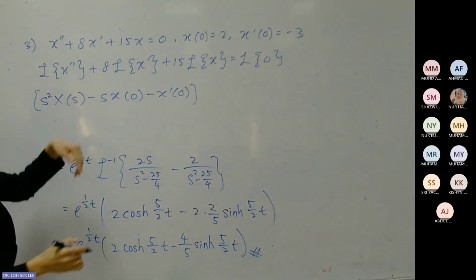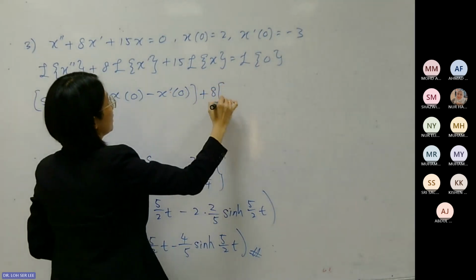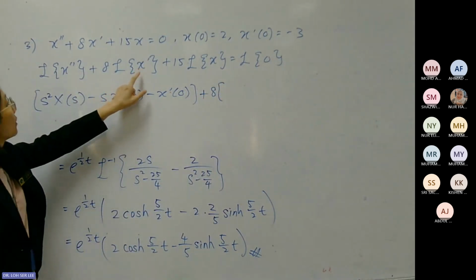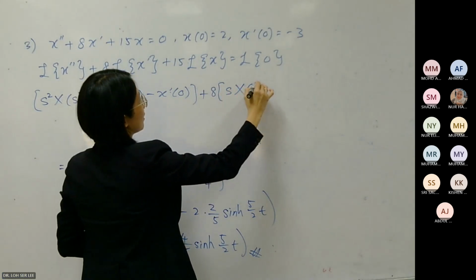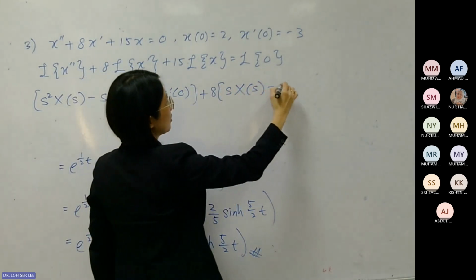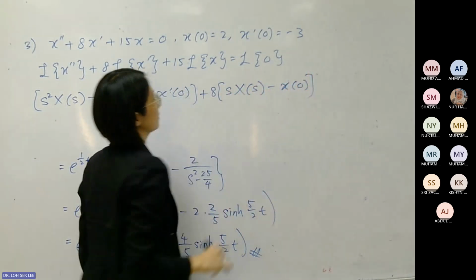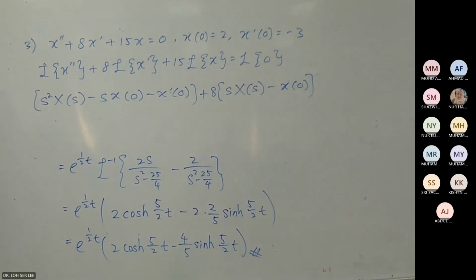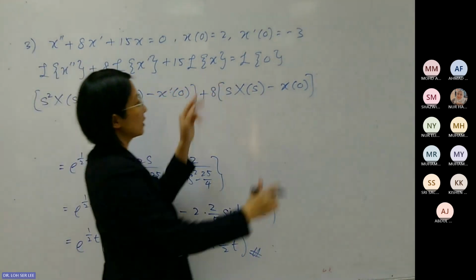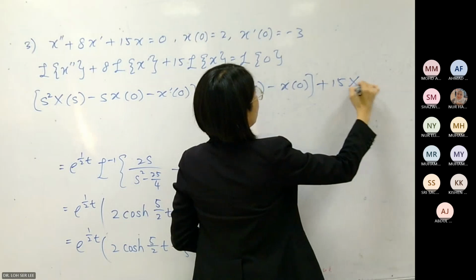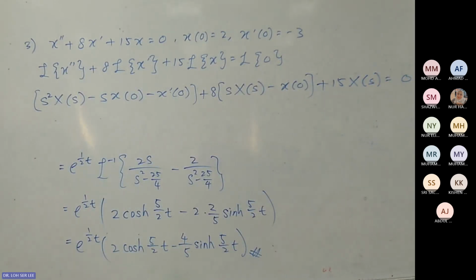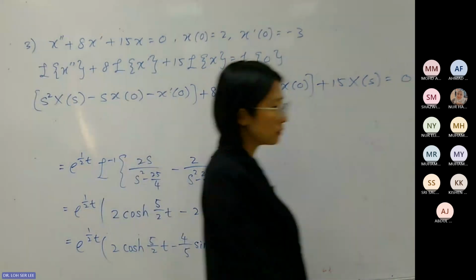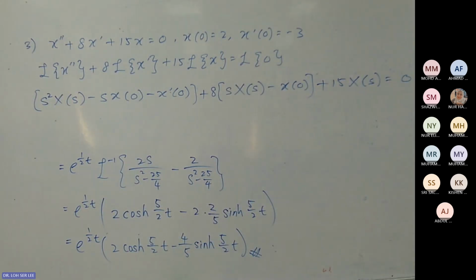Okay, plus 8 x prime. X prime means s to the power of 1, so s X in s minus x in 0, plus 15x. This is not a derivative, so the Laplace transform of the 0 on the right side is 0. Okay, then substitute the given initial values.